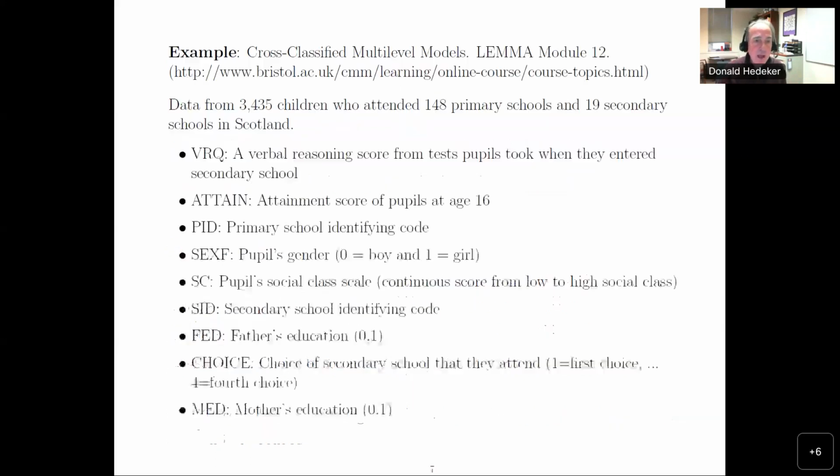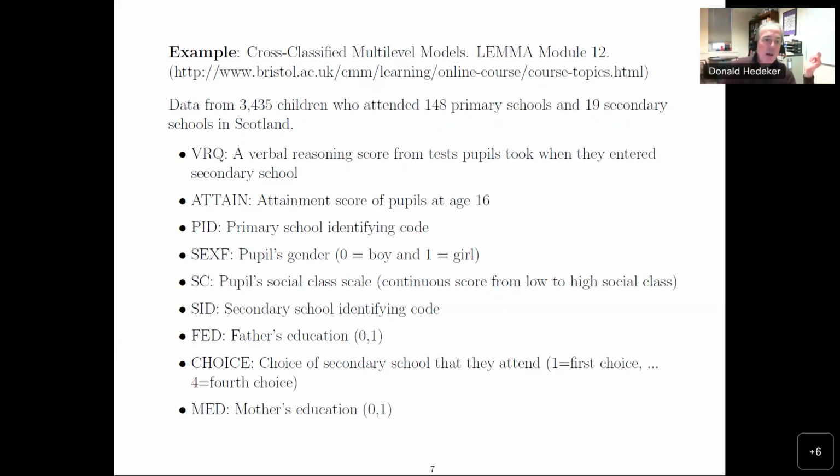Okay. So here's the first example we'll go through for the cross-classified multi-level models. I want to point out that the University of Bristol has an excellent site for multi-level resources, and that's where I pulled these data from. This is from a data set that was collected from children in Scotland who attended primary schools and secondary schools. Again, these were not strictly hierarchical, so some kids from the same primary school went to different secondary schools.